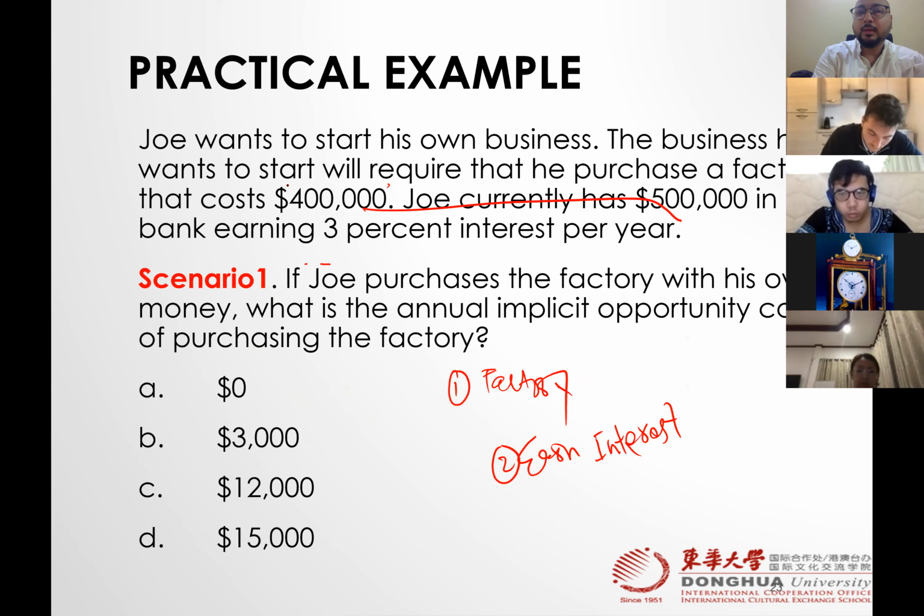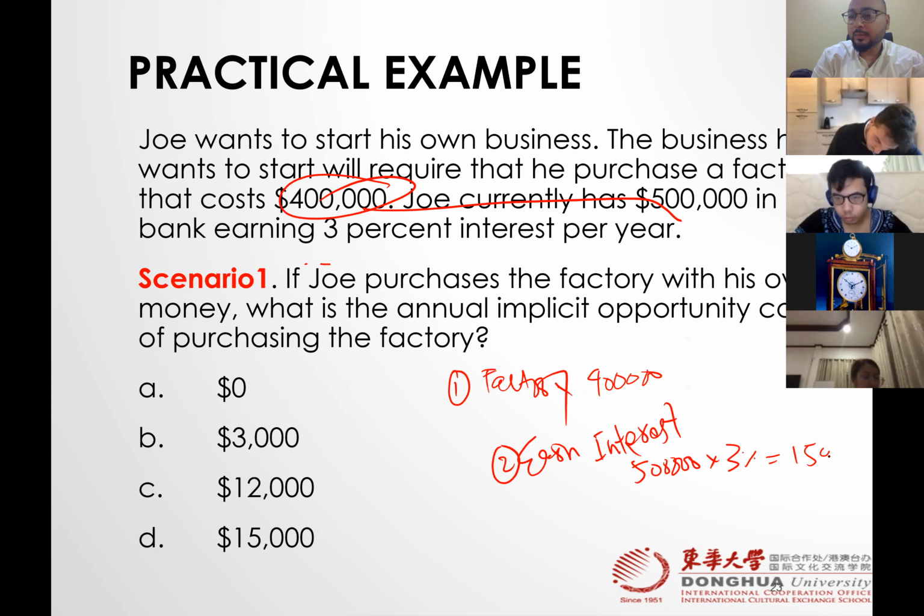Right? Factory cost $400,000, and he has $500,000 in his own bank, earning 3%, which is $15,000, right? If he opened the factory, scenario 1, how much wealth would he have now?